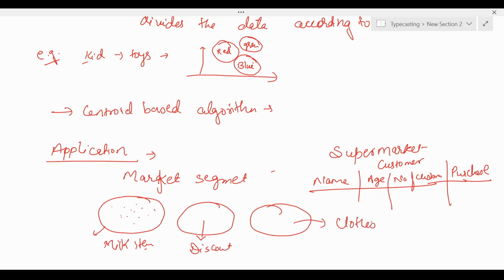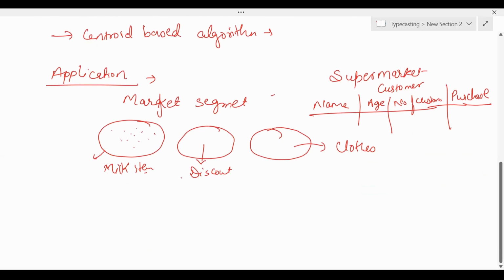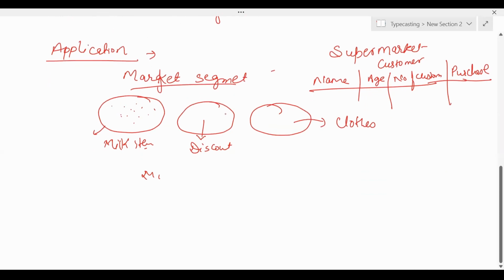So like that, it has made some clusters of the customers, and accordingly it will send them messages that today there is a discount on milk products, today there are discounts on clothes, today there are discounts on shoes. So like that, it can maintain the customers. It is mostly used in customer segmentation. It has made the clusters of the customers so that the supermarket will make the most profit.